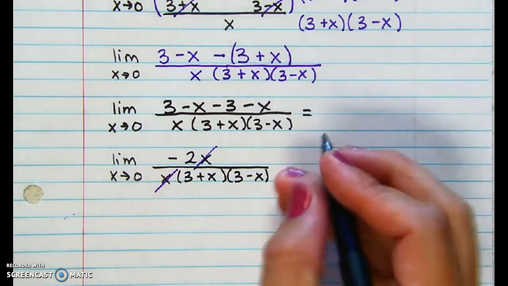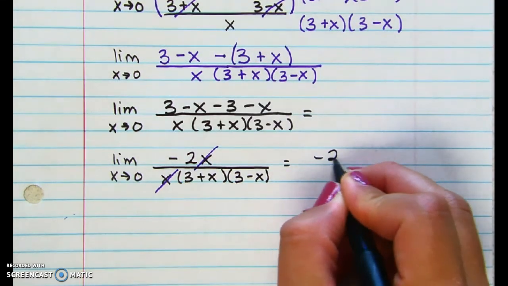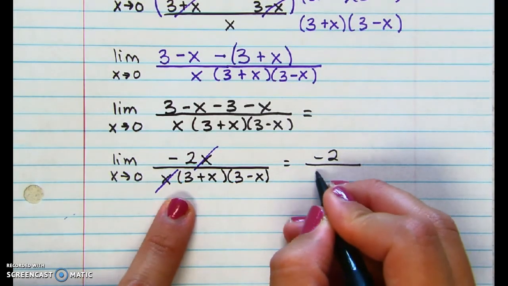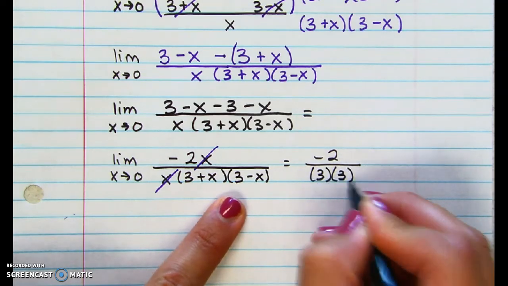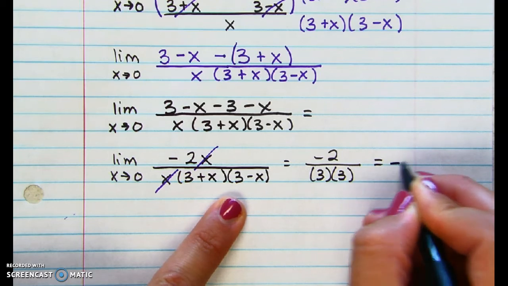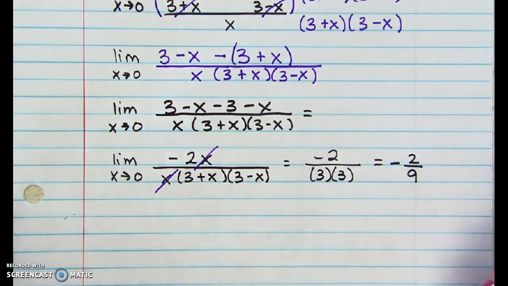All that's left in the numerator is -2. In the denominator, what's 3 plus 0? 3, and 3 minus 0, 3. Final answer, -2/9.